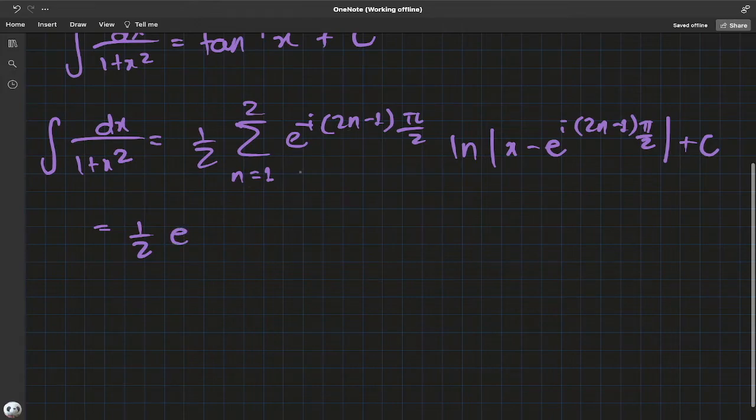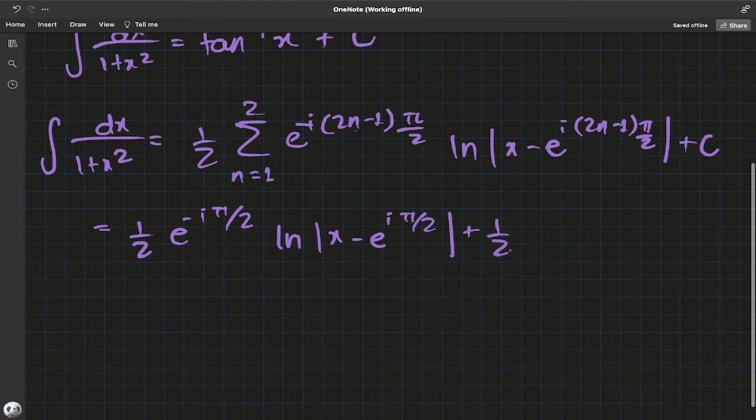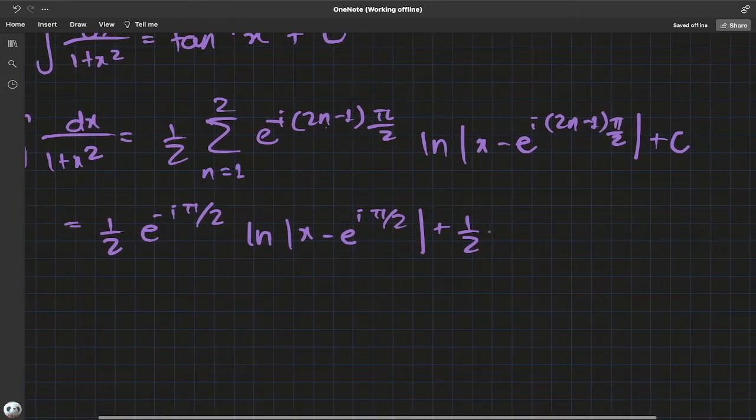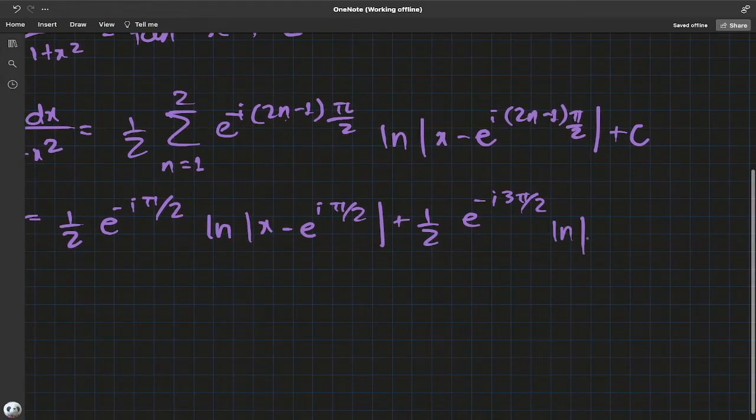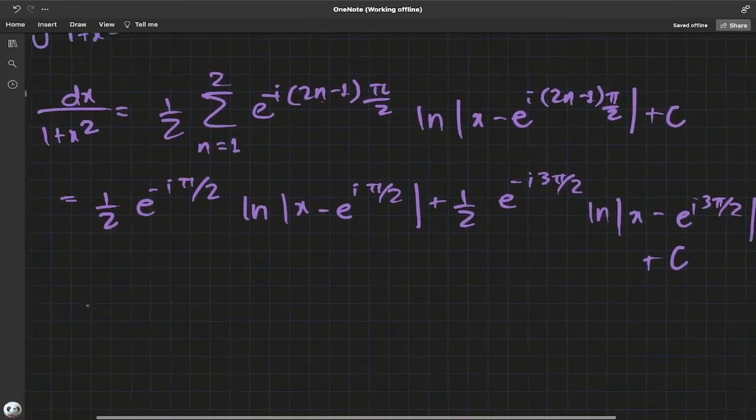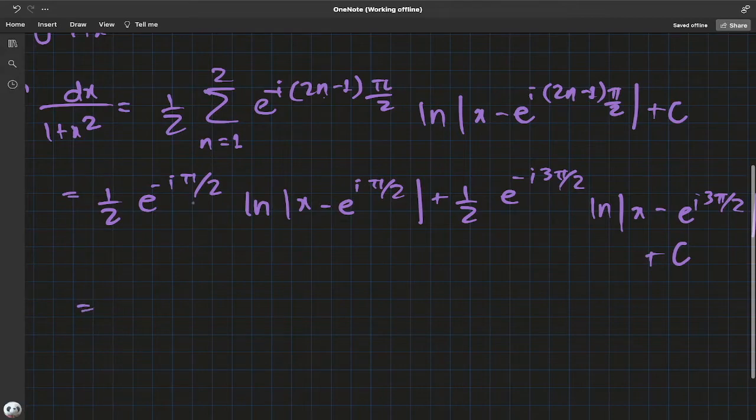So we have e to the negative i pi over 2 for n equals 1, natural log of x minus e to the i pi over 2. That's fair enough. Plus 1/2, this is for n equals 2, e to the negative i 3 pi over 2, natural log of x minus e to the i 3 pi over 2. Fair enough. Nothing is too bad until now.